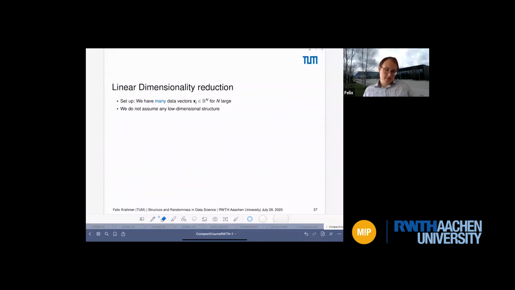The idea is that we have many data vectors in some very large dimension. And the important thing to point out here is that we have no structural assumption, in contrast to what we've seen. No low dimensional structure, no sparsity, no manifold, no nothing. And nevertheless, we want to do dimensionality reduction. So we would like a linear map such that the geometry of the set xj from j equals 1 to p is preserved under the embedding from xj to phi of xj.